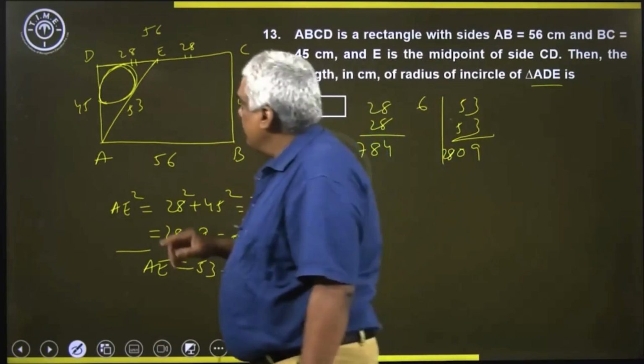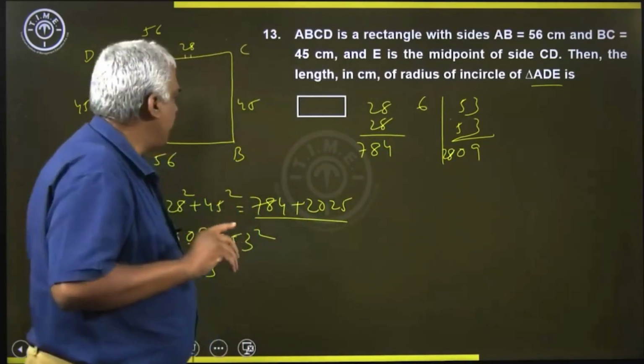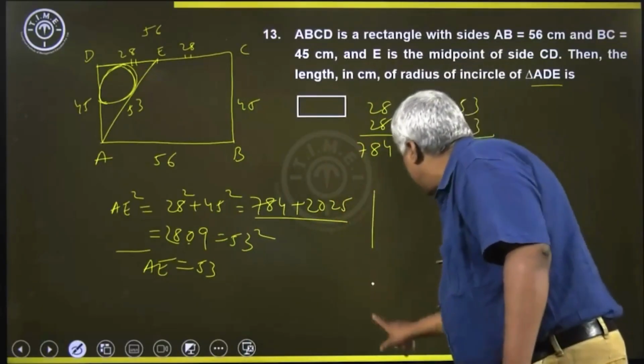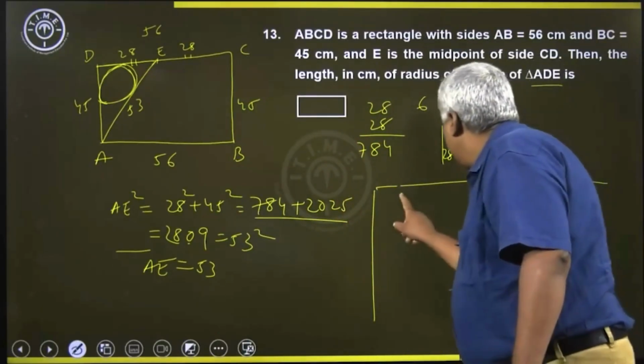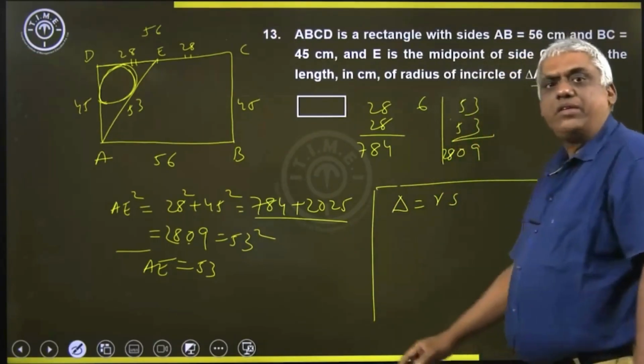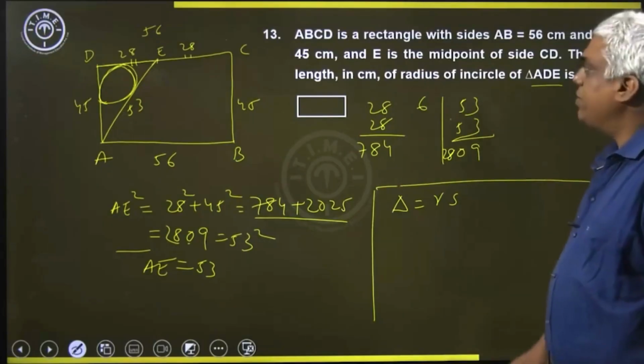Okay. Now there are two things we can do. We have to find the inradius, right? There are two approaches. One is the normal approach. We know that in a triangle, area of a triangle is r into s. That is inradius into semi perimeter, right?